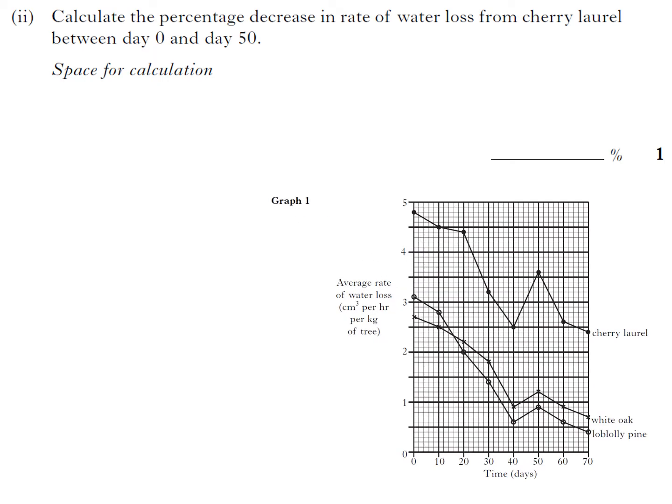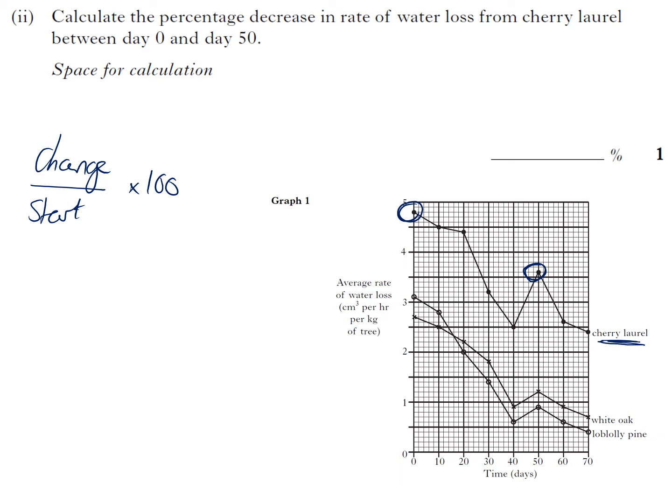So the percentage decrease in rate of water loss from cherry laurel, so now we're looking at this line, from between day 0 and day 50. So here's your day 50 point, and here's your day 0 point. Okay, so ignoring all of the ups and downs of it, they just want to know how much has changed between the start and the end. So change, whether it's increase or decrease, divided by start times by 100. That's what you're looking for, your basic thing.